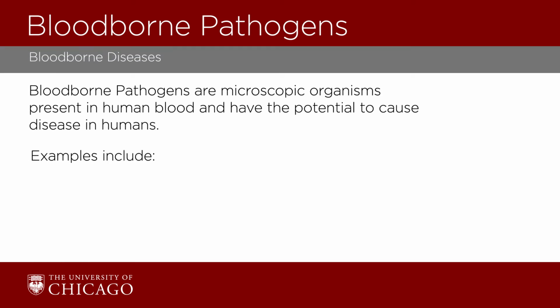OSHA estimates that 5.6 million workers are at risk of occupational exposure to bloodborne pathogens. Bloodborne pathogens are pathogenic microscopic organisms present in human blood and have the potential to cause disease in humans. Hepatitis B is a virus, which we will be examining in more detail in this module.